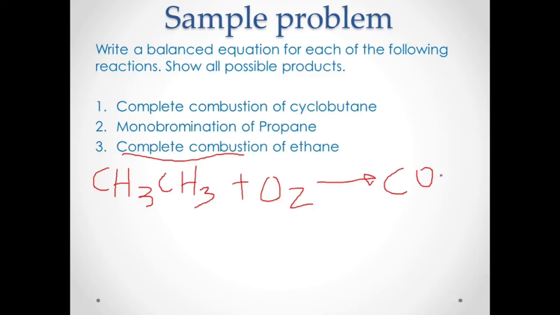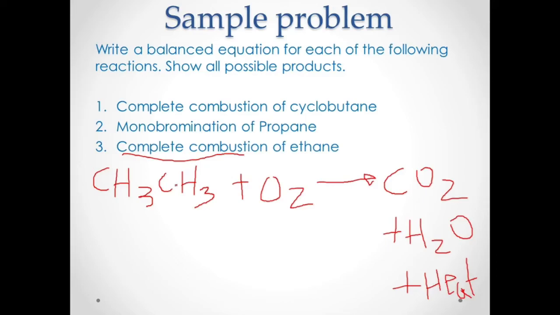So it is a complete combustion. The product would now be carbon dioxide plus water plus heat, the evolution of heat for a combustion reaction. Now is to balance your chemical equation. Remember to balance your carbon first, then hydrogen, and last your oxygen.